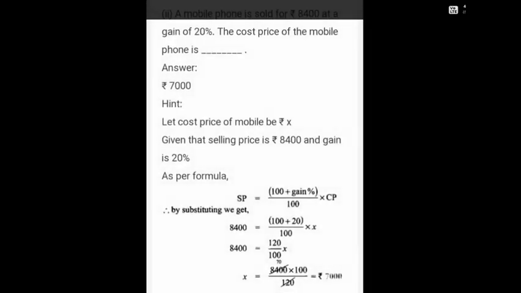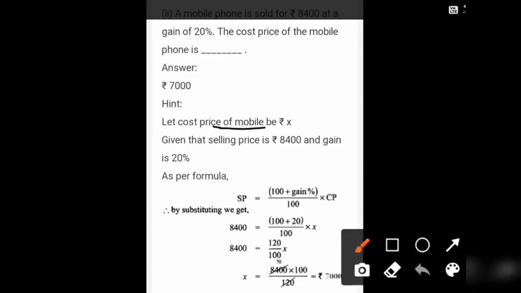Next, second subdivision. A mobile phone is sold for rupees 8,400 at a gain of 20%. The cost price of the mobile phone is? Let the cost price of the mobile phone be X. Here the selling price and gain percentage are given. Selling price is equal to 100 plus gain percentage divided by 100 into cost price. If it is a loss, then 100 minus loss percentage divided by 100 into CP. This is the formula, right?